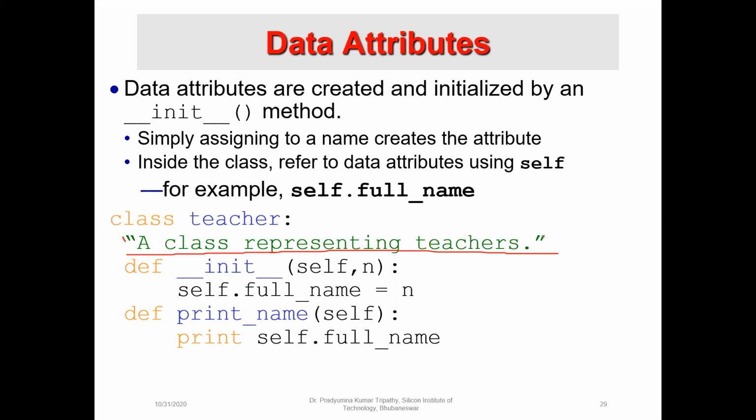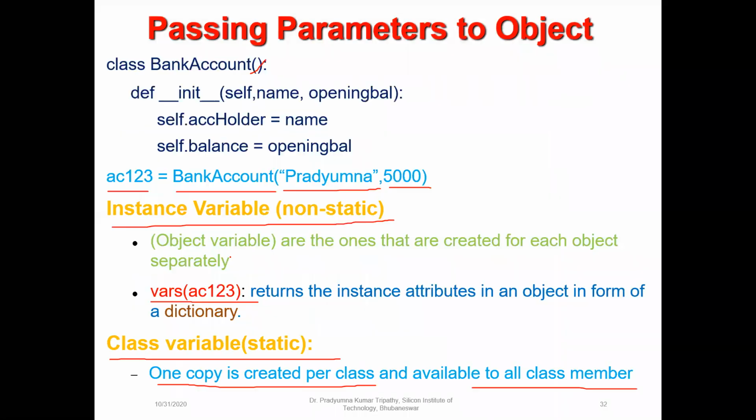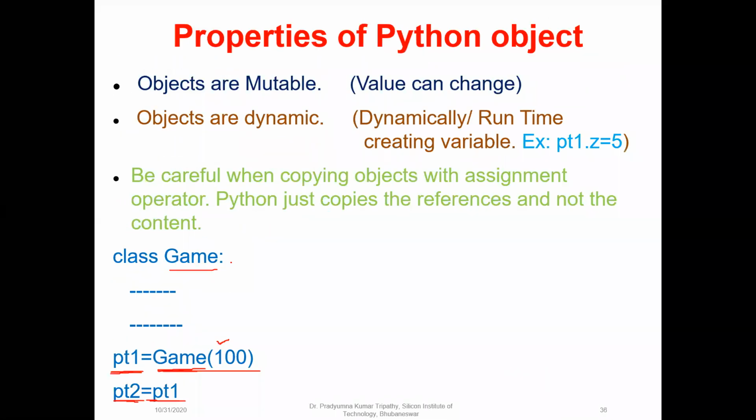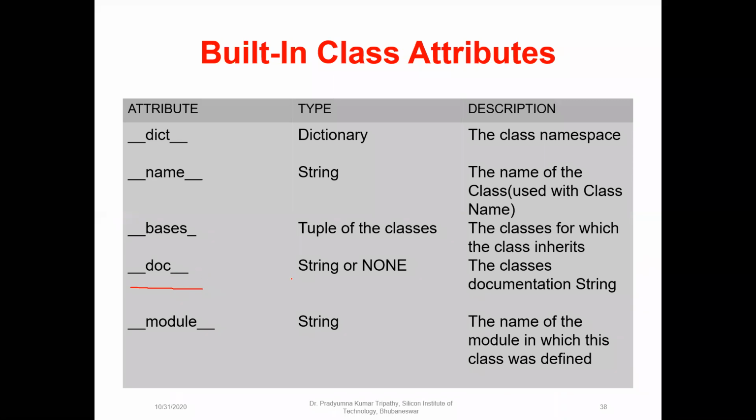So what will happen? This will get printed when you use this document string. The class documentation string would be printed. And similarly for modules, the name of the module in which this class was defined. You may define a class inside a module. So if you want to know in which module it is defined, you can use underscore underscore module underscore underscore. So that can also be used.